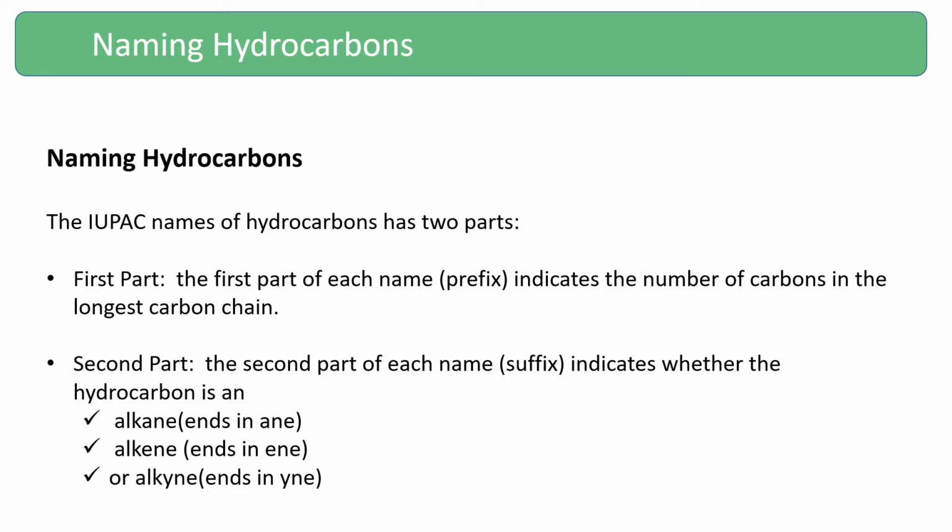The second part of each name, the suffix, indicates whether the hydrocarbon is an alkane, ending in ane, meaning single bonds, an alkene, ending in ene, meaning double bonds, and an alkyne, ending in yne, meaning triple bonds.